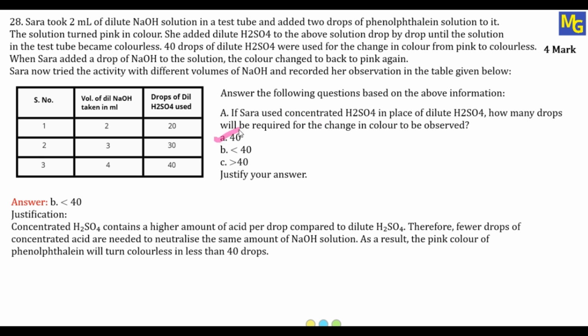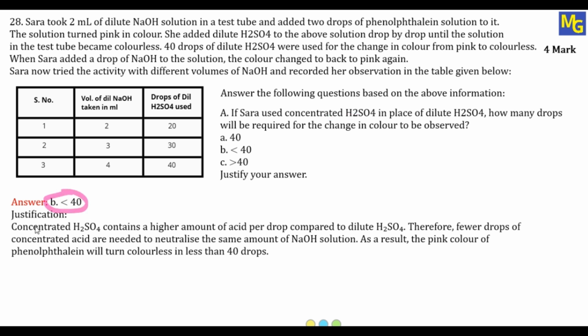And that's why, in the options you can see here, A is 40, B is less than 40, C is more than 40, and then you have to justify your answer. So what is the answer? We require less than 40 drops, because for dilute H2SO4 we require 40 drops. In concentrated we have more H plus, and therefore we require less than 40 drops of H2SO4.